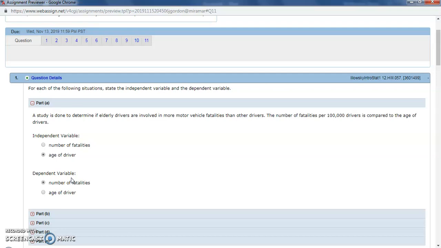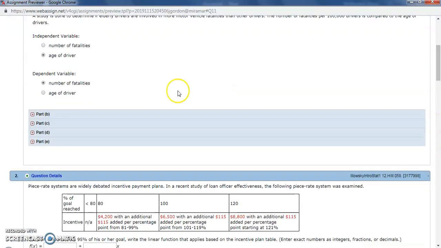It makes more sense that age might be tied to more fatalities. The older a driver is, maybe more fatalities are involved, or more motor vehicle accidents are involved with. So age is independent and fatalities is dependent.